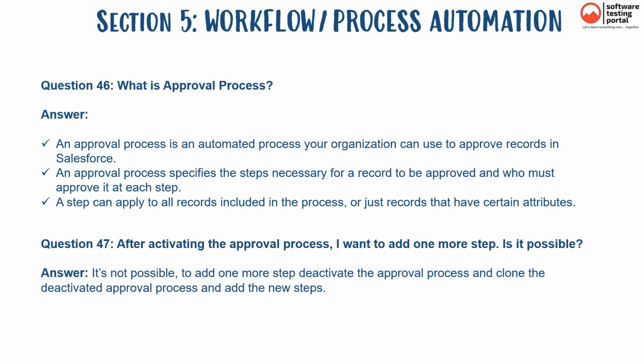Question 47. After activating the approval process, I want to add one more step. Is it possible? It's not possible. To add one more step, deactivate the approval process and clone the deactivated approval process and add the new steps.